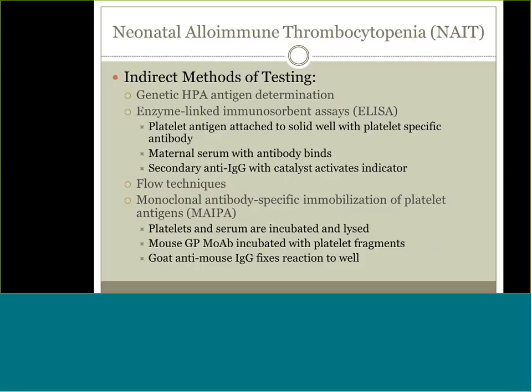There are flow techniques, and those are used by Blood Centers of Wisconsin. And there's something called the monoclonal antibody-specific immobilization of platelet antigens, or the MAPA test. This is something that was used when they established those arbitrary units. This is what they were using. And I'll show pictures in a second. I'm a very visual person, so I need to see the sandwiches of the antibodies.